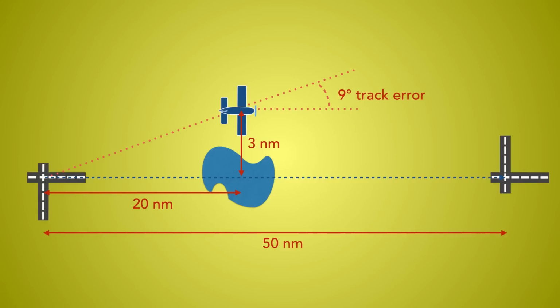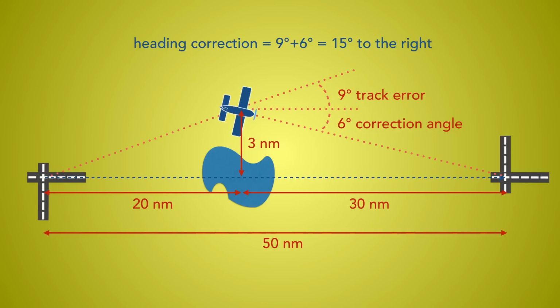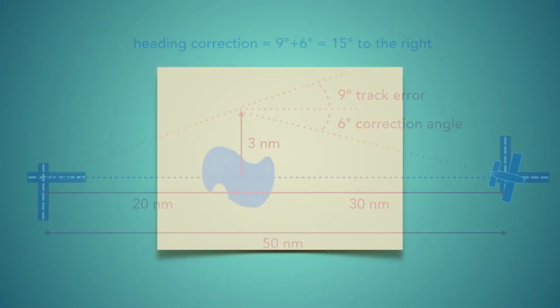This means that if you change your heading by 9 degrees to the right, you will be flying parallel to your planned track. You still have 30 miles to go. Use the 1 in 60 rule to obtain the correction angle. You are 3 miles off track with 30 miles to go. Therefore, 2 multiplied by 3 miles off track gives you a correction angle that is a further 6 degrees to the right. So, when you combine the track error with the correction angle, this gives you a 15 degree heading correction to the right for a direct track to your destination.